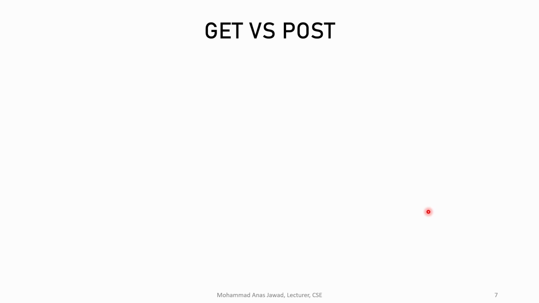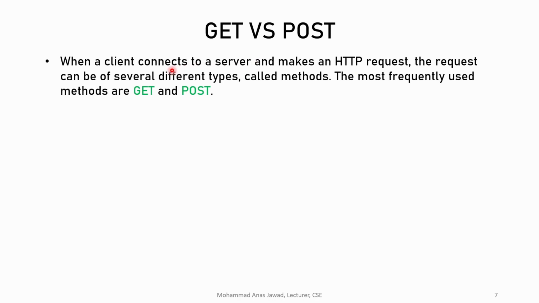Okay, now let's take a look at what get method and post method means. So we know that whenever a client connects to a server and makes an HTTP request, the request can be of several different types called methods. We have methods like get, post, head, put, delete, and so on, right? For now, we will be focusing on get and post because these are the most frequently used methods. Okay, so at first, let's take a look at what the get method does.